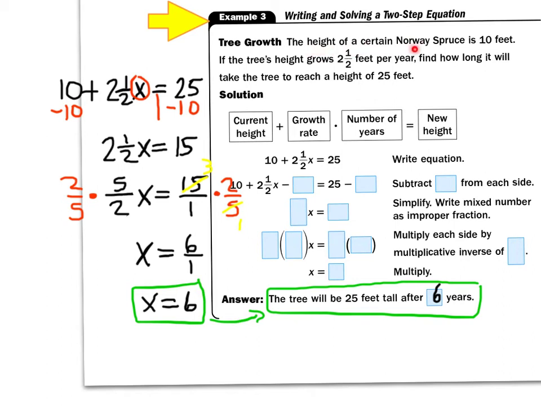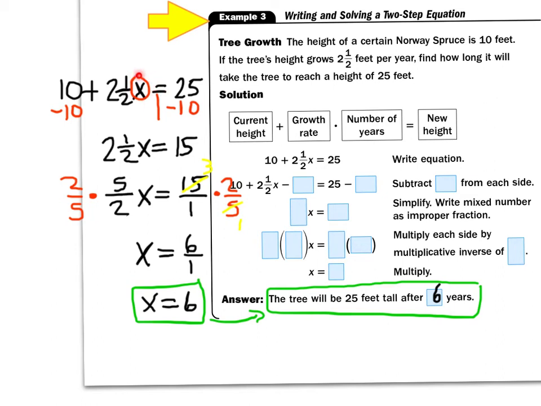The height of a certain Norway spruce is 10 feet. If the tree's height grows 2½ feet per year, find how long it will take the tree to reach a height of 25 feet. So they set it up for us. They said the current height plus the growth rate times the number of years will equal the new height. So we just substitute in the values, and they gave it to us right here. So I wrote it in the margin to show my work. 10 plus 2½x equals 25.